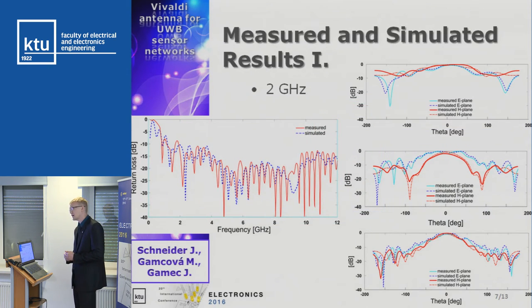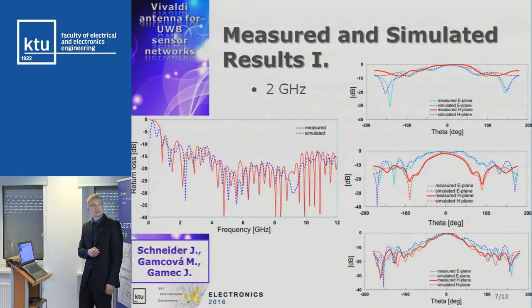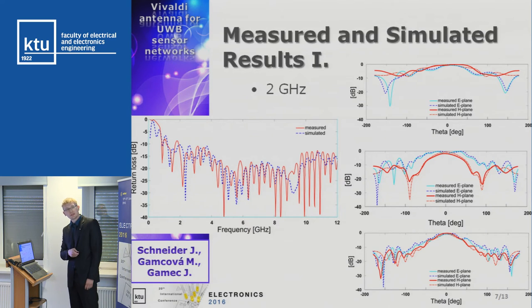These are the results, measured by vector network analyzer. This is the radiation pattern for 2 gigahertz, 4 gigahertz, and 6. And you can see simulated and measured. Measured are red, and simulated are dashed blue. There is very good agreement.